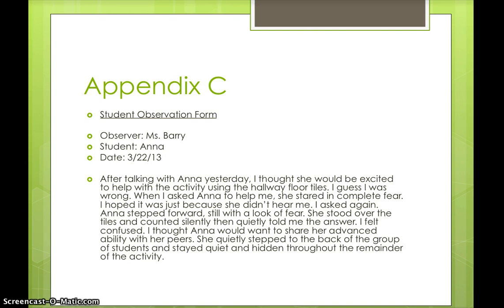She observes, "After talking with Anna yesterday, I thought she would be excited to help with the activity using the hallway floor tiles. I guess I was wrong. When I asked Anna to help me, she stared in complete fear. I hoped it was just because she didn't hear me. I asked again. Anna stepped forward, still with a look of fear. She stood over the tiles and counted silently, then quietly told me the answer.